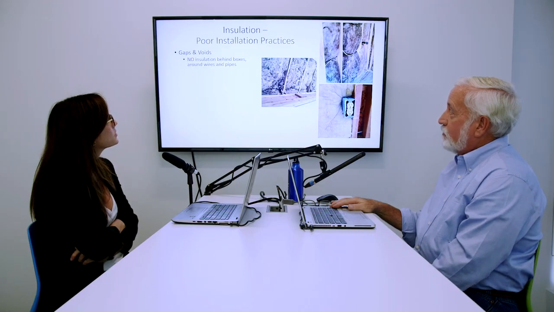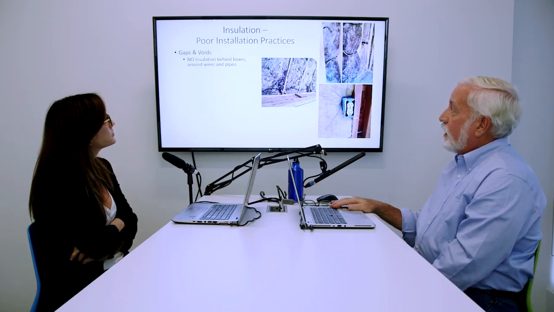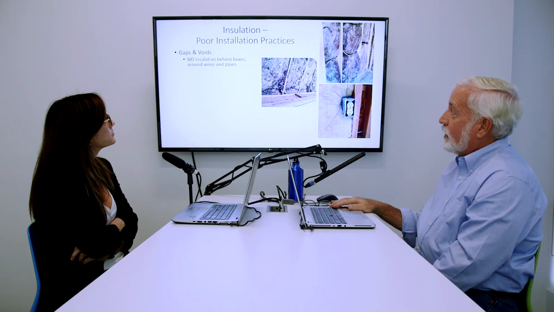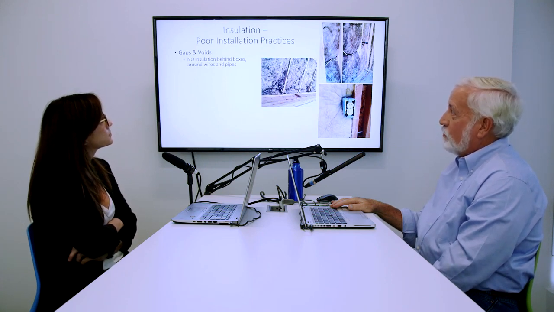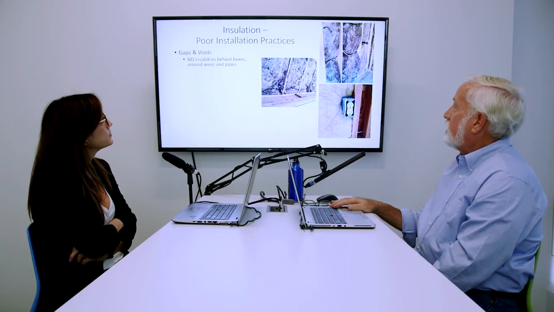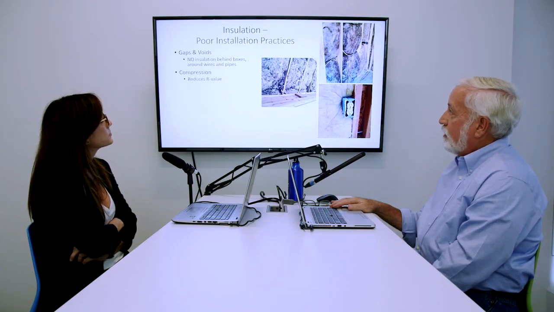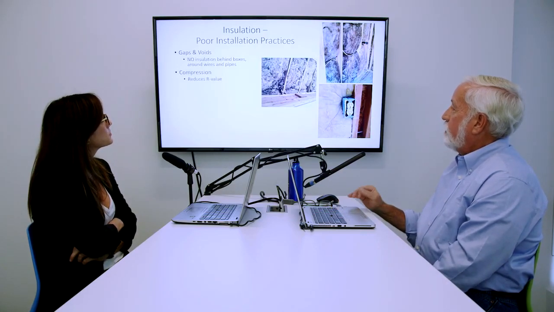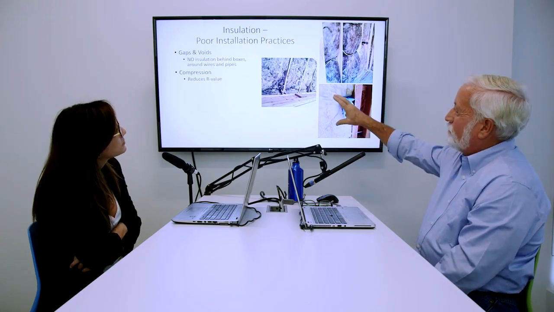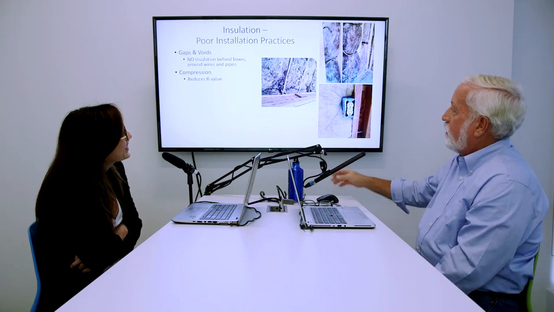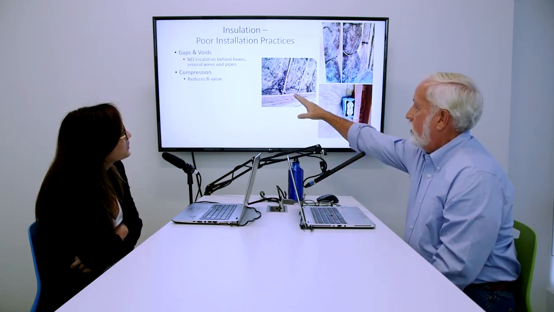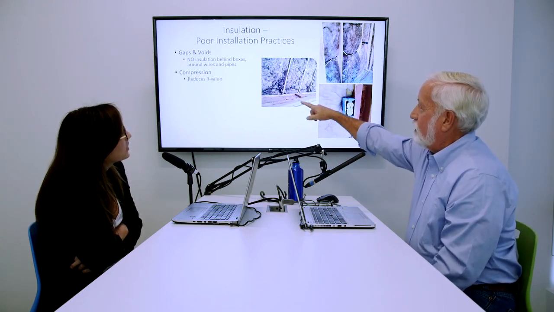Proper installation of insulation has no gaps or voids. It has insulation behind boxes, around pipes and wires. So if we look at this, it doesn't have any compression. So this is a garage ceiling, and I don't know which way I should tilt this picture, but the garage door is down here. And I'm looking up, so this is the ceiling of the garage.